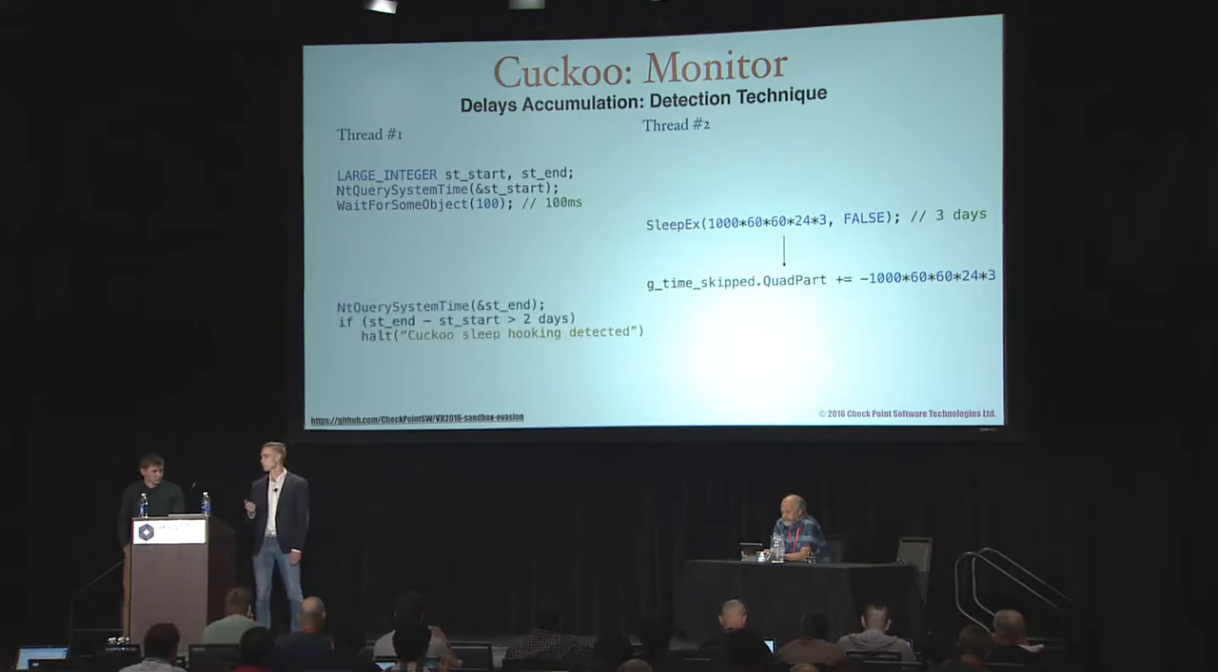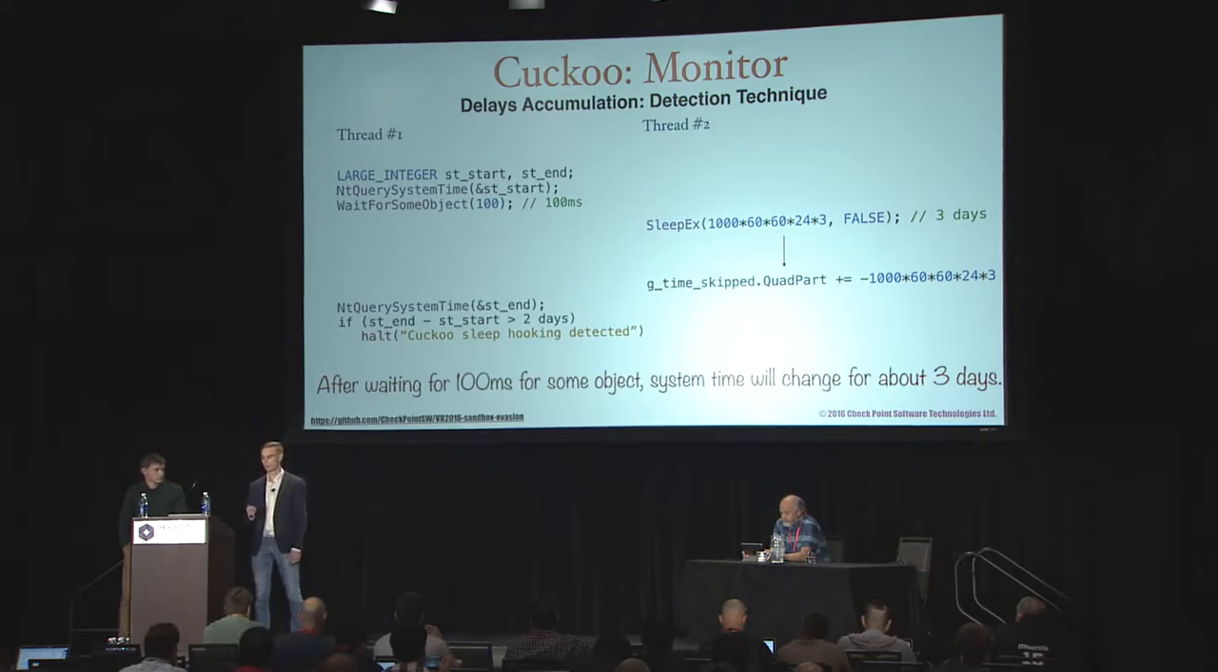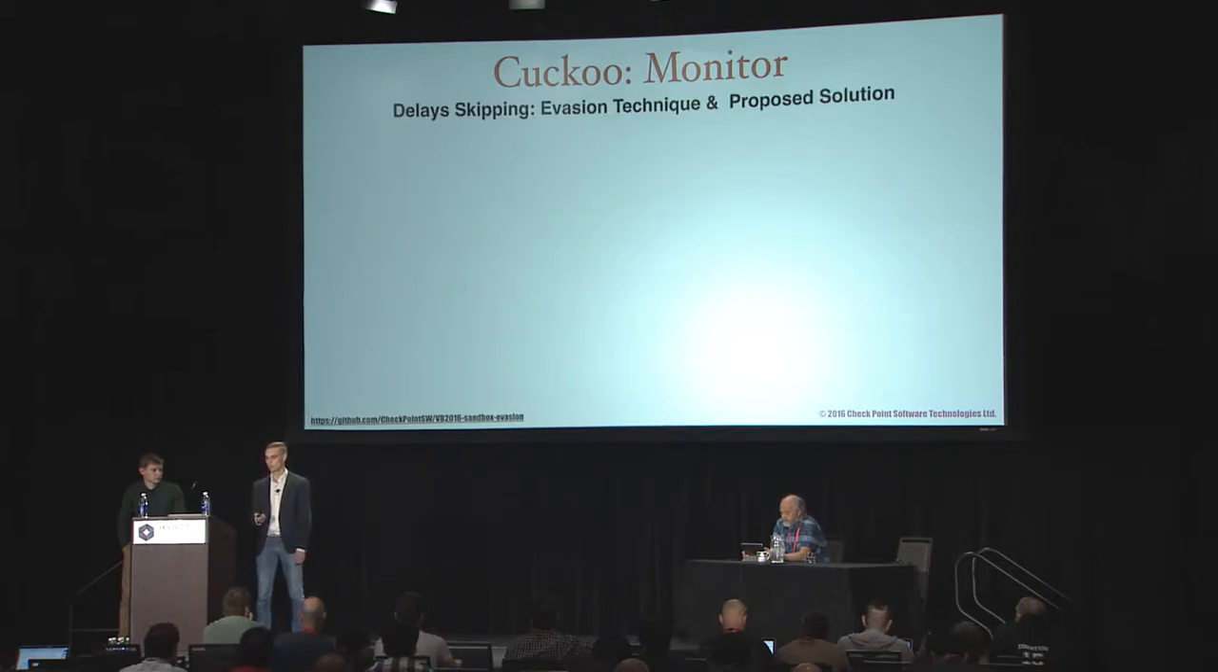After waiting for 100 milliseconds in the first thread, we simply call the query system time function for the second time, and we compare the difference between the current system time and the previously queried system time. And if it's more than like 1 day or a few days, we can tell that we have detected Cuckoo, because after waiting for 100 milliseconds for some object, system time will change by about 3 days.